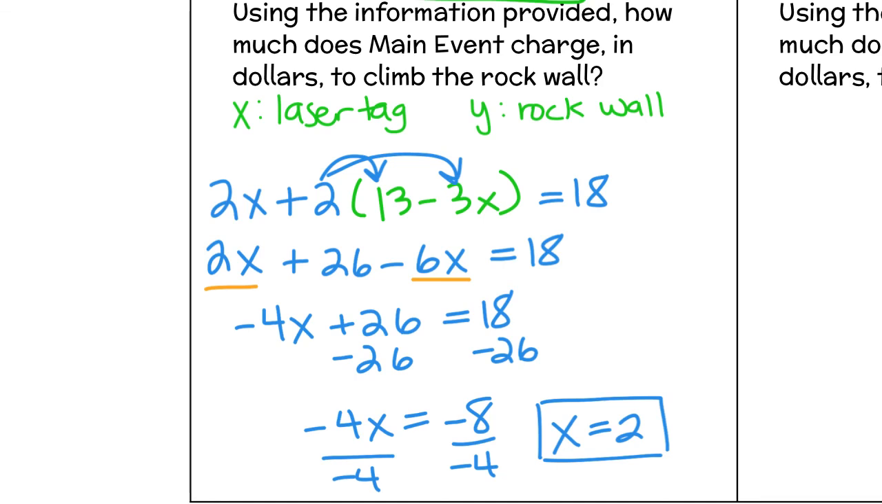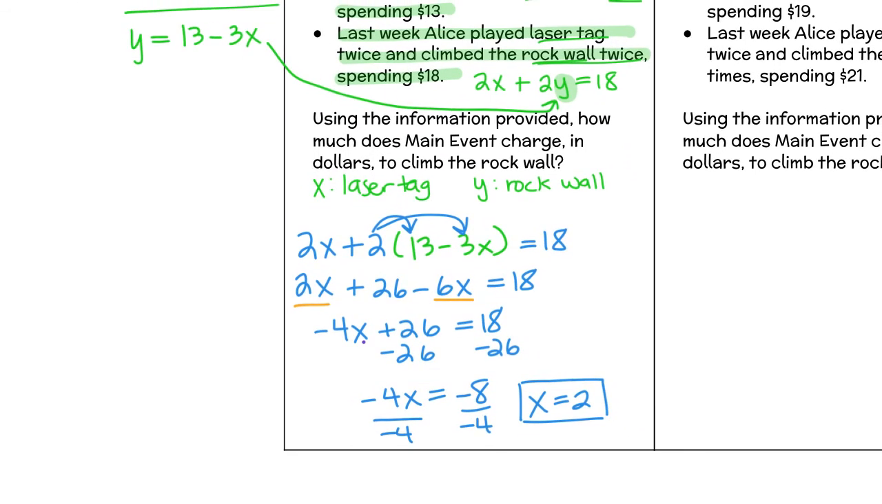So if I look back at my notes that I wrote down, x is laser tag. So that means that she played laser tag, cost $2. But our question is asking us, how much does Main Event charge to climb the rock wall? So I need to solve for y. That's the specific question they're asking. But now that I have x equals 2, it's going to be a lot easier because I could just plug it into one of my equations.